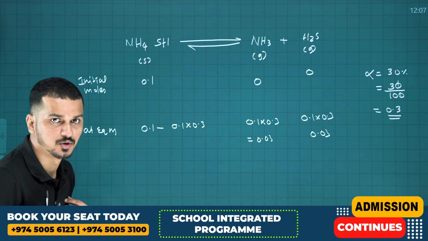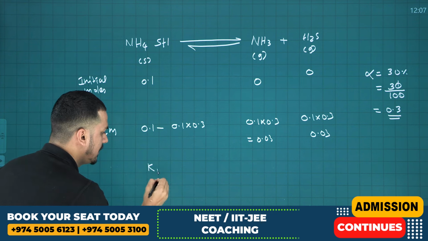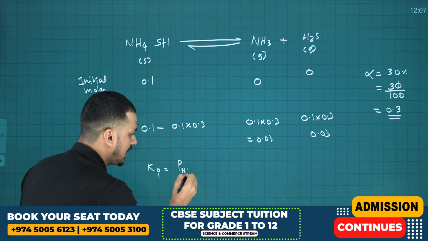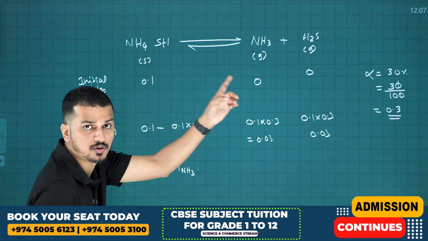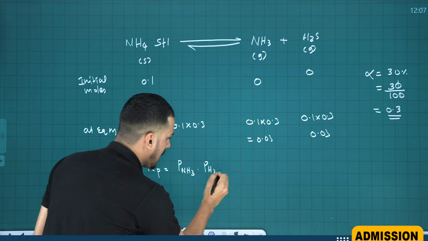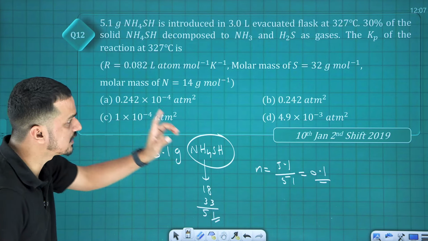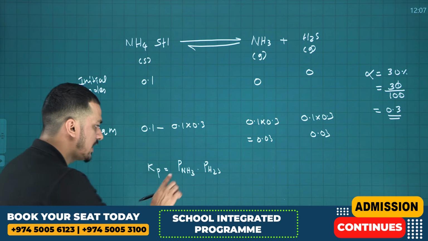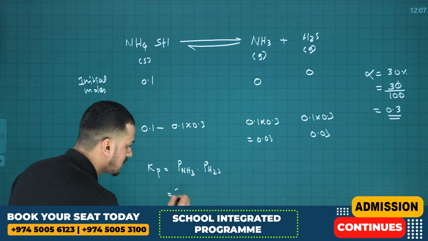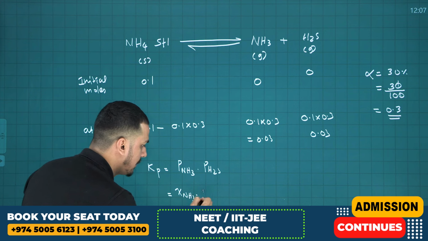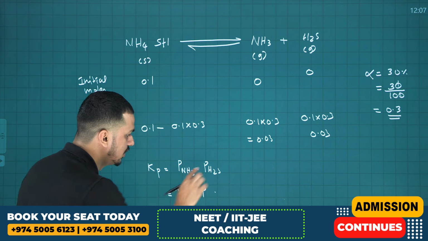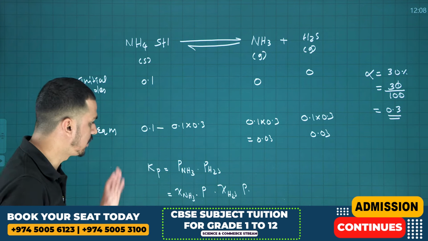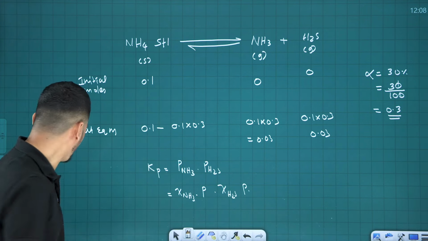Now what can we do? We can find out Kp. Kp is equal to the partial pressure of NH3 into the partial pressure of H2S. They are asking us to find out the Kp. How can I find out the partial pressure of NH3? Mole fraction of NH3 into P total, into mole fraction of H2S into P total. So we need P total. How can we find out P total?